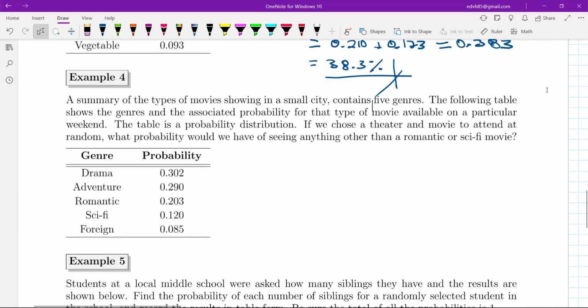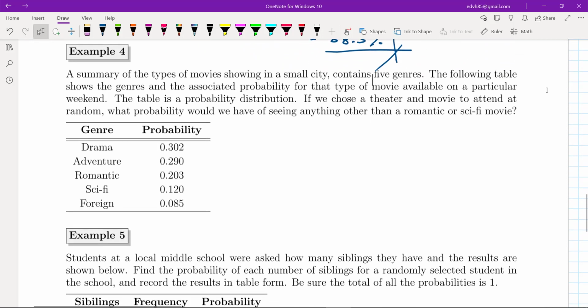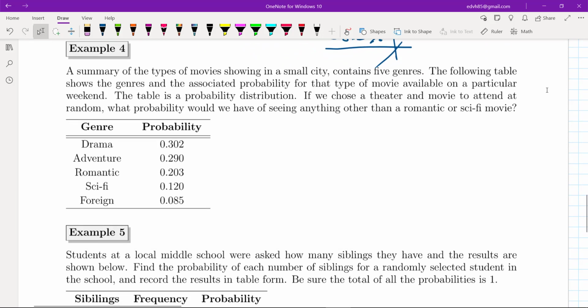A very similar example, a summary of types of movies is shown in this table. The following table shows the genres and associated probabilities for that type of movie available on a particular weekend. The table is a probability distribution. How do we know? Because if we add all these numbers, they should add up to 1. And also, every single individual probability lies between 0 and 1.